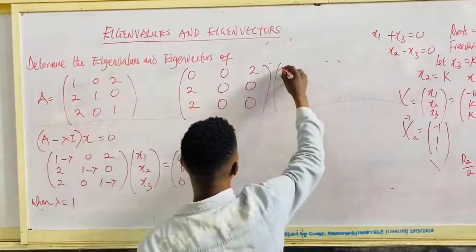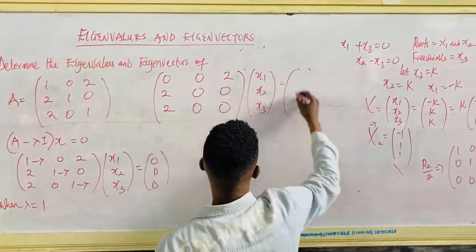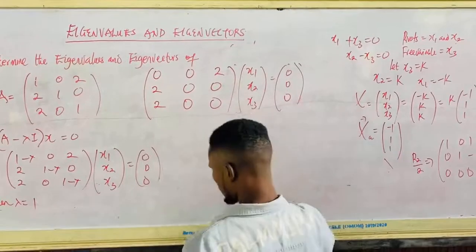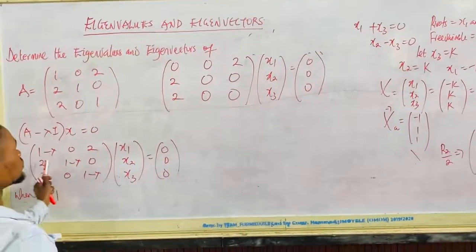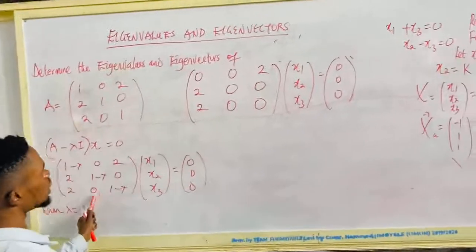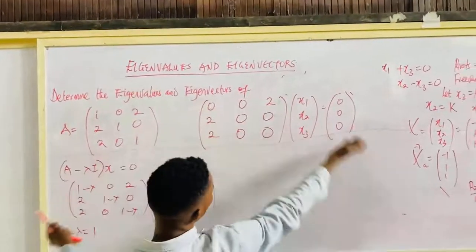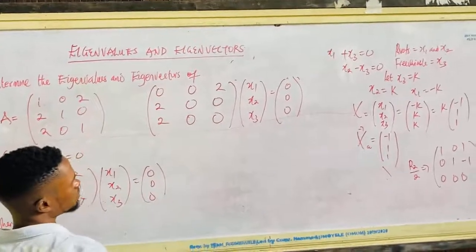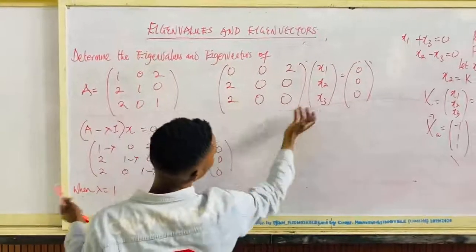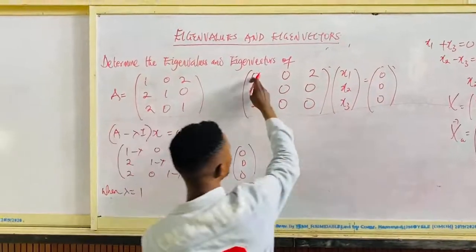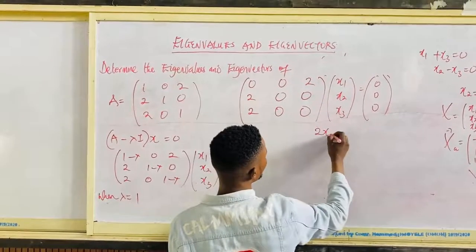And this is x1, x2, x3 equals 0, 0, 0. Now look at this one. 1 minus 1 is 0, 0, 0, 2, 2, 0, 0, 2, 0, 0. Now this is not a row echelon matrix, but we can just multiply without reducing the matrix. There are no pivots. This is not 0 and there is 0 here. So it's not row echelon. Okay, 0 times x1, 0 times x2, then 2x3 equals what?